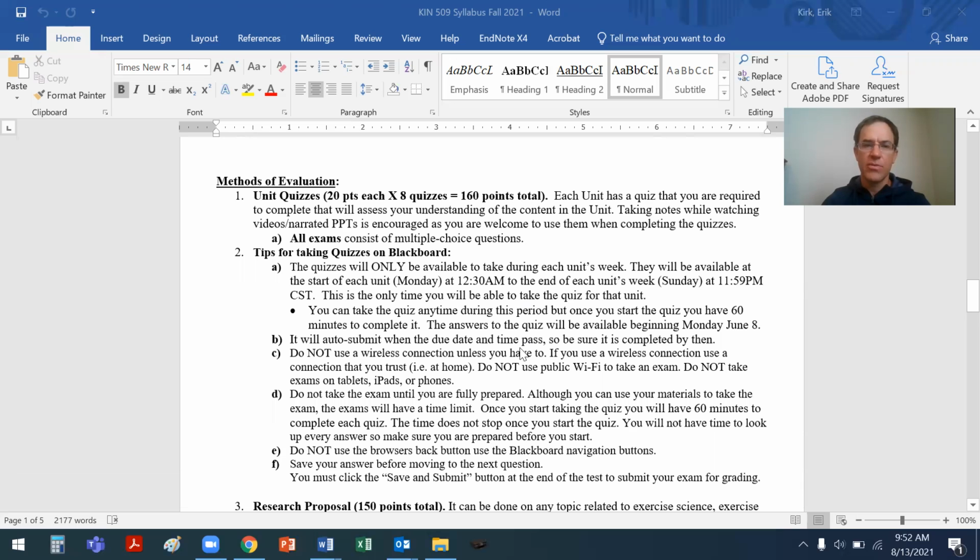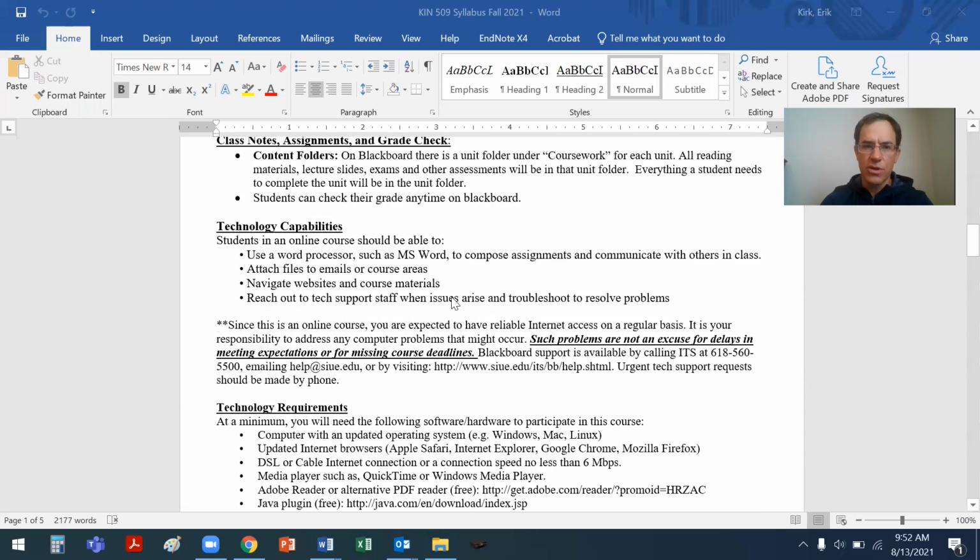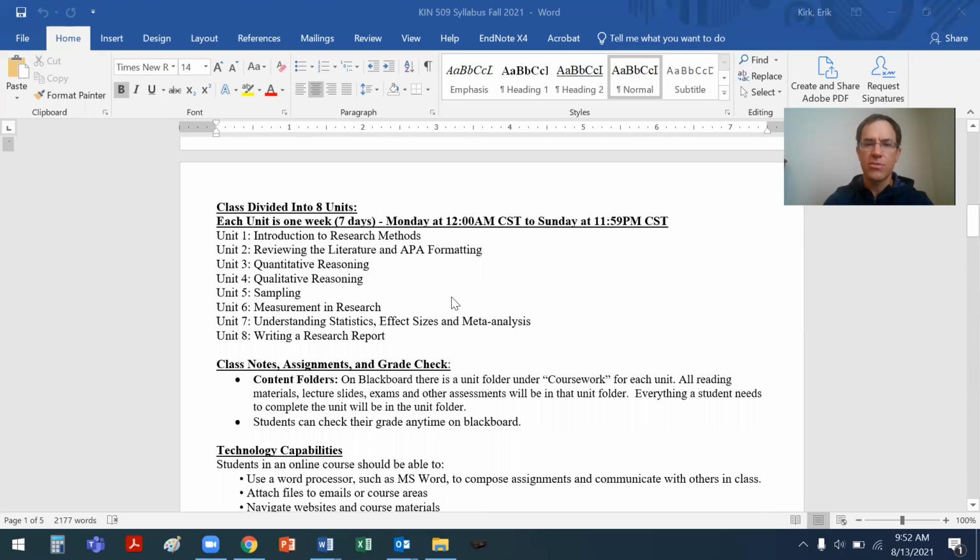All right, so the methods of evaluation, each unit is going to have a brief quiz that you're required to complete that will assess your understanding. And just a reminder again, you saw that up here, the week's going to run from Monday at midnight to Sunday at 11:59 p.m. So essentially, we're going to be going from Monday to Sunday. So everything will be due on the Sunday of that particular week by 11:59 p.m. Central Standard Time.